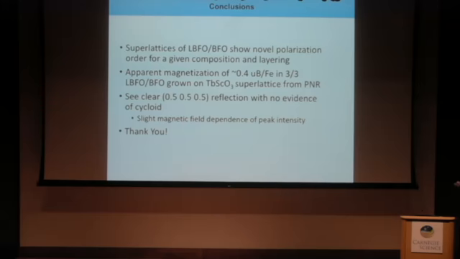We have an apparent paramagnetization at 3 Tesla in these systems at 5 K. And we see a clear half reflection with no evidence of cycloid.